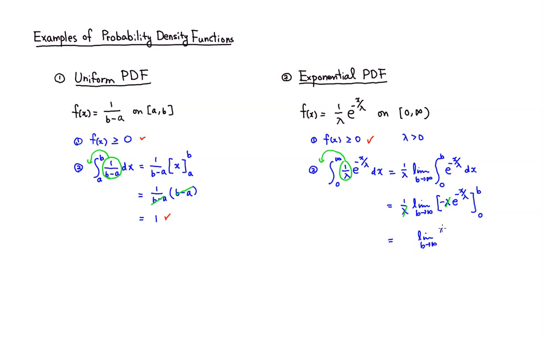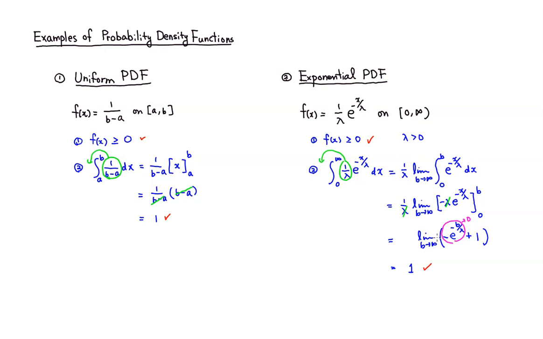If you plug in b, you have a negative e to the negative b over lambda, minus, it's negative, so plus e to the 0. E to the 0 is 1. But as b approaches infinity, you have e to the negative infinity, so this term is going to approach 0. Therefore, you're going to get 1, which is what we're supposed to get. So this checks out.